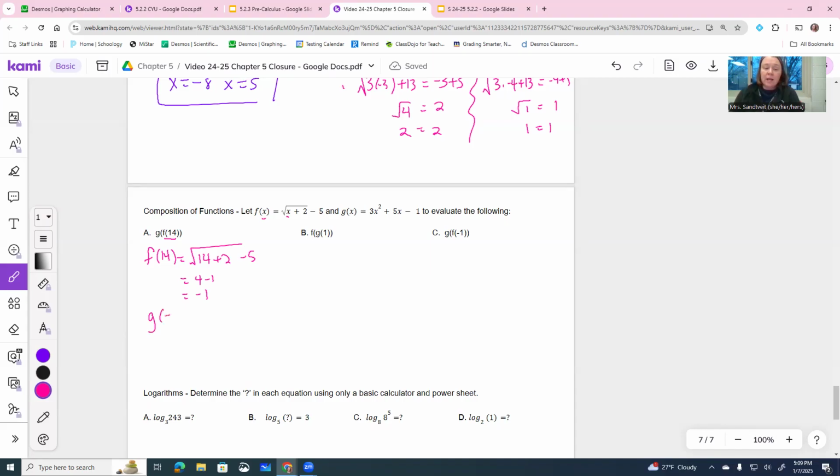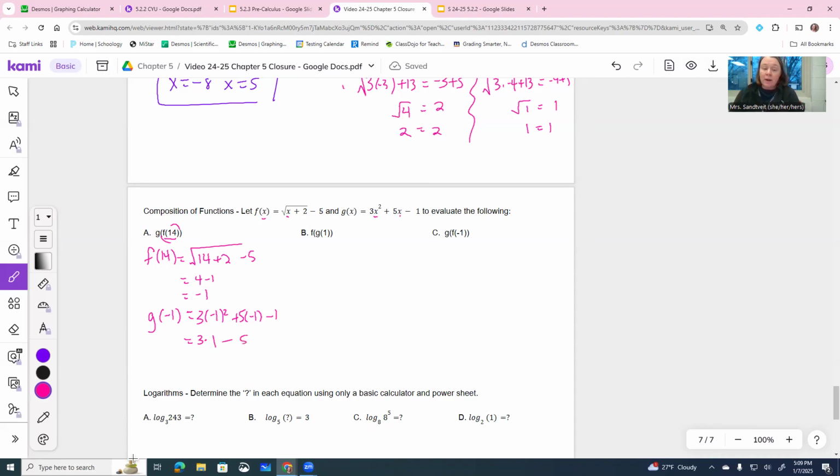Okay, so f of 14 is -1. Now I need to take that answer, right? So in place of this, I'm putting -1. And now I have to figure out what g of -1 is. So now I'm going to put -1 in here for x. So 3 times -1 squared plus 5 times -1 minus 1. We're going to be careful with our order of operations because order of operations says power before you multiply. So this is 3 times -1 times -1 is +1.